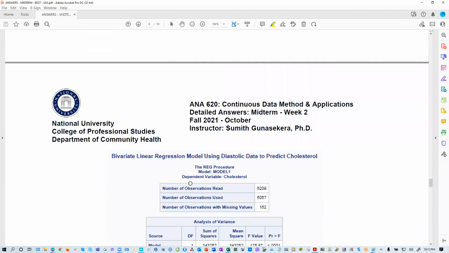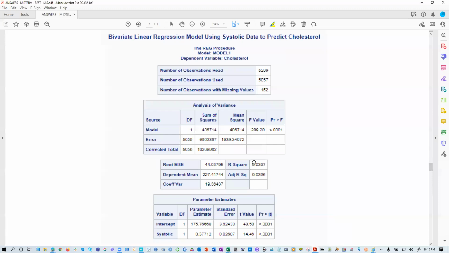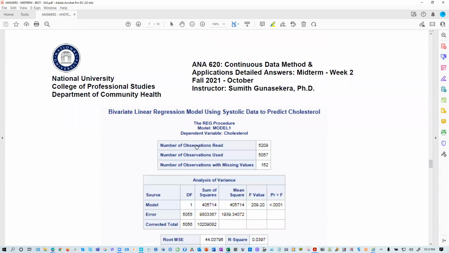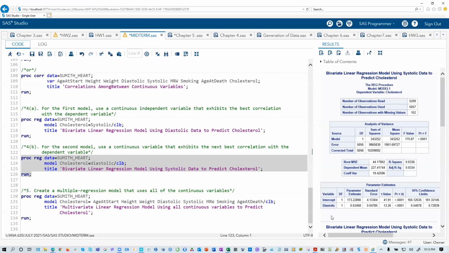R squared is nothing but, I'll tell you something very clear. If you take this R squared and take the square root of it, that is the same as the correlation between those two. That's the correlation between the cholesterol and systolic. That correlation coefficient is the same as this one. The square root of this one, this is R square. But if you take the square root of this one, this is the same as the correlation. I don't know whether we can see that one. We can see that when we run it, but it's very similar to that one.